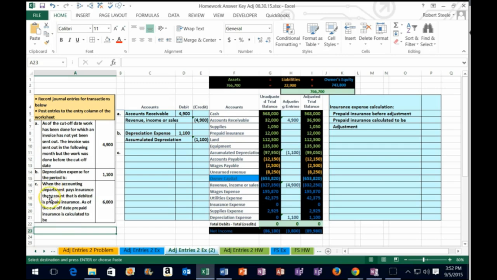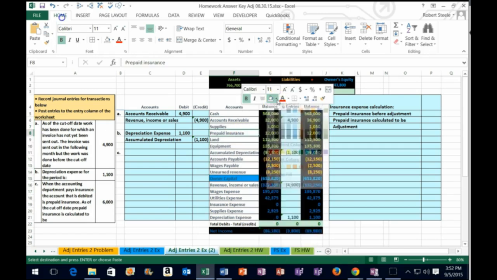Alright, C then says, when the accounting department pays insurance, the account that is debited is prepaid insurance. As of the cutoff date, prepaid insurance is calculated to be $6,000. So once again, let's go through our method and see which accounts might be affected. We have one balance sheet account above the blue line related to insurance. In this case, it's going to be prepaid insurance. So I'm going to highlight that to show that it will be affected.